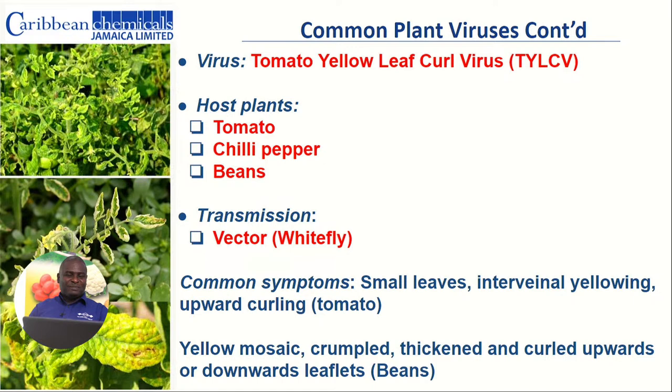So for the symptoms you'll observe, a yellow mosaic pattern. This is in beans, you see a mosaic pattern. Crumpled leaves, stunted growth, and curling upwards, those young leaves showing that upward curling. So these are some of the symptoms you need to look out for when you're talking about your tomato yellow leaf curl viruses.